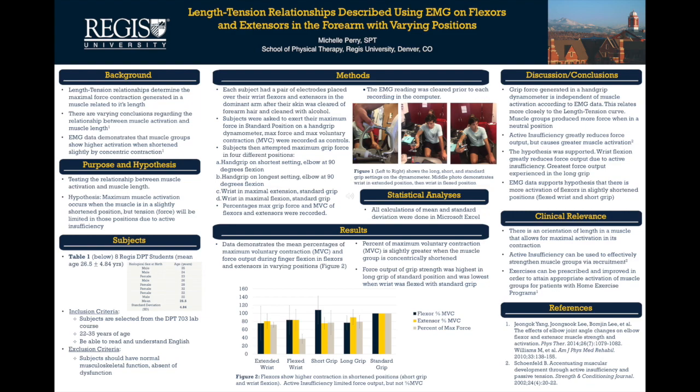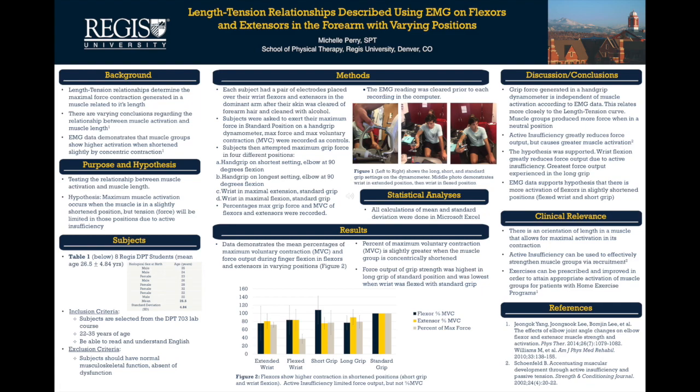We had 8 volunteer subjects from the Regis DPT program in the DPT 703 course. We applied electrodes on both flexor and extensor groups in the forearm and had the subjects perform their maximum grip strength on a hand dynamometer in the standard grip as our baseline for each subject. Then, these subjects attempted their maximum grip strength in 4 different positions, 2 with long and short grip with the wrist in neutral position, and another 2 in the standard grip with wrists maximally flexed and extended. These positions are clearly outlined in Figure 1.